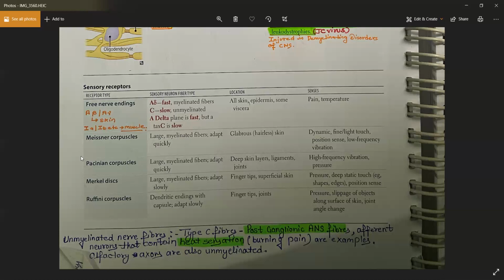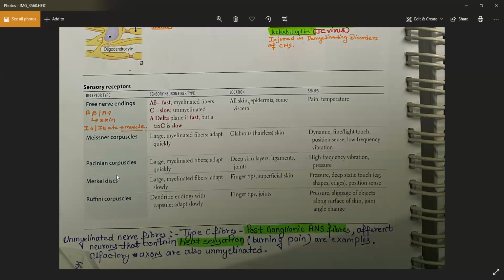Then you have the Pacinian corpuscles, and they are found in the deep skin layers, the ligaments and the joints. They basically sense the pressure and the vibration there. And again, because they are sensing the vibration and the pressure, you need the large myelinated fibers for that.